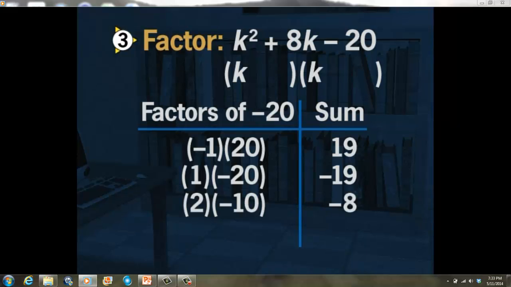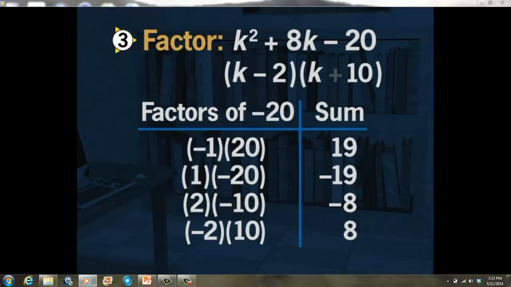2 plus -10 is equal to -8. We're getting closer. It's -2 and +10. Their sum is +8. This trinomial factors into the quantity k minus 2 times the quantity k plus 10. I did the check mentally.